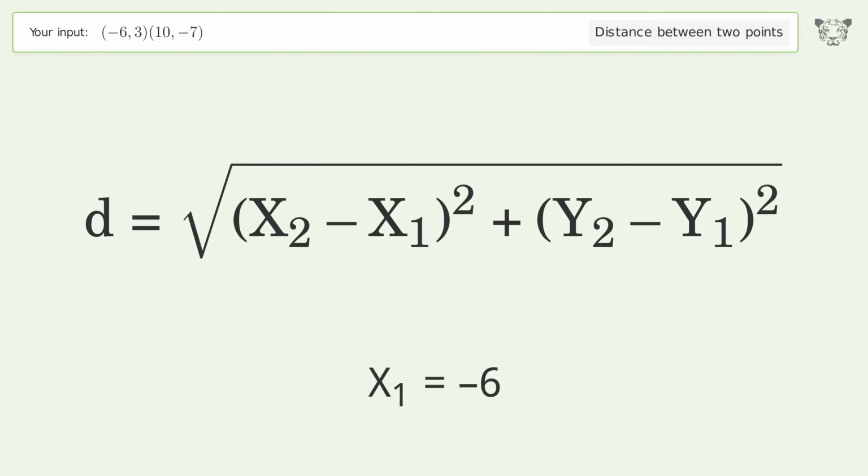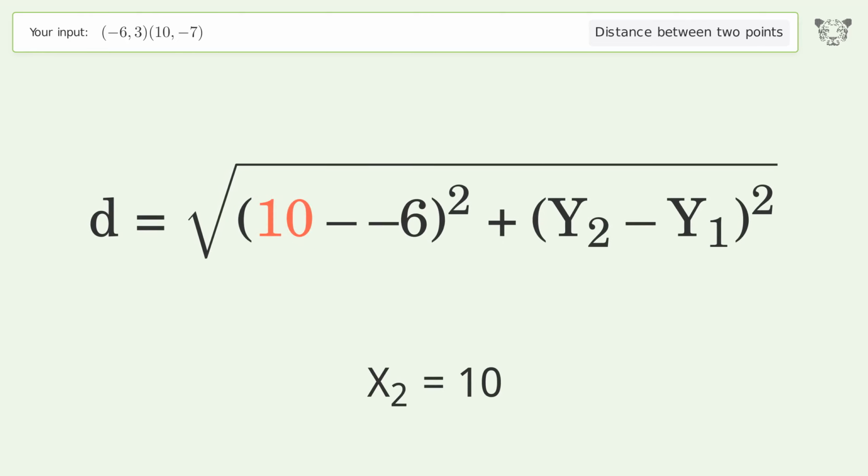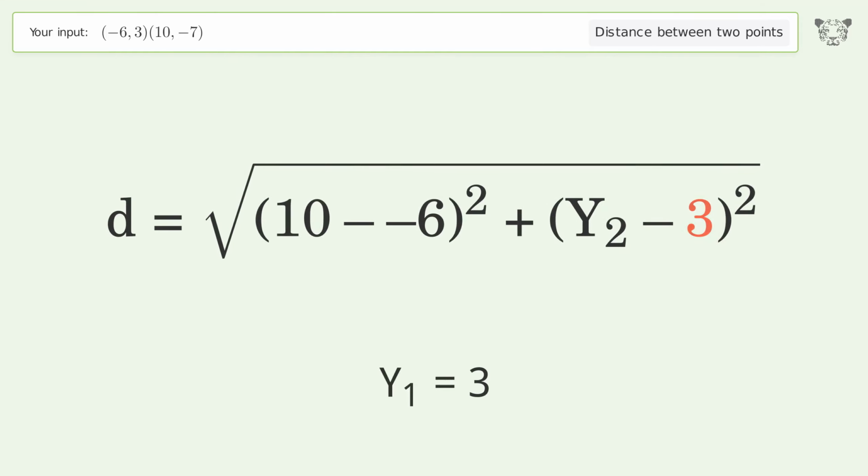x1 equals -6. x2 equals 10. y1 equals 3. y2 equals -7.